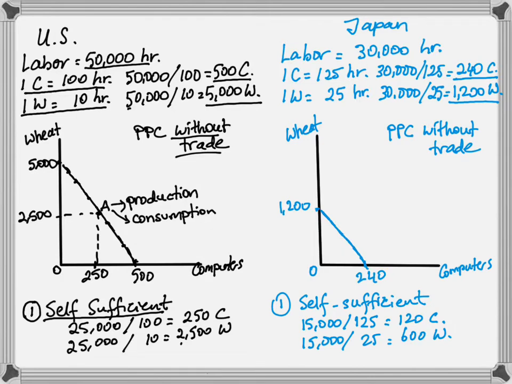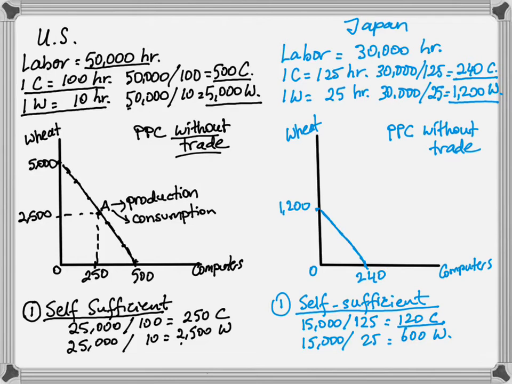If we want to be self-sufficient in Japan, we need both goods. We need to produce both goods in Japan. So let's take a look at when Japan is self-sufficient. And let's assume Japan uses half of its resources to produce computers and the other half of its resources to produce wheat. So half of the 30,000 labor hours is 15,000 labor hours, and Japan can produce 120 computers here.